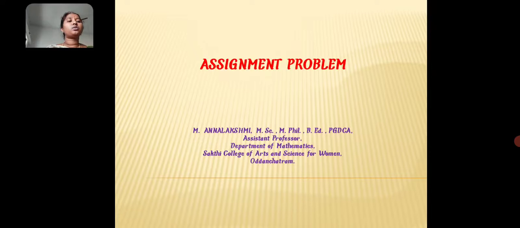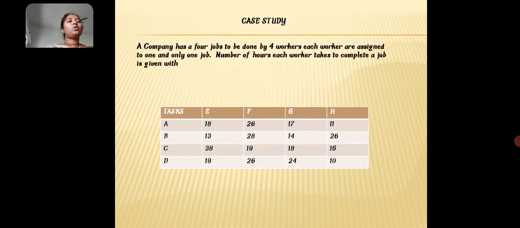Now, we are going to see the assignment problem. Now, we see one example. A company has 4 jobs to be done by 4 workers. Each worker is assigned to one and only one job. The number of hours each worker takes to complete a job is given in the table.